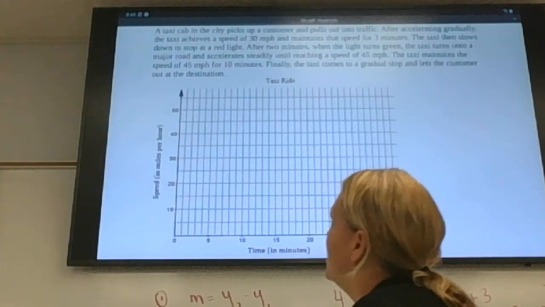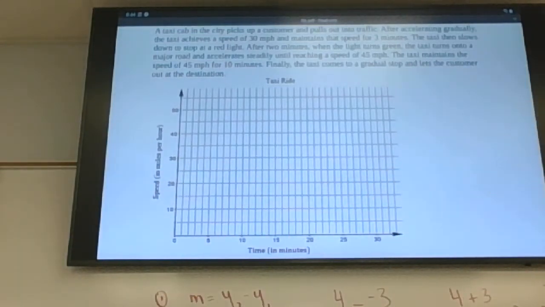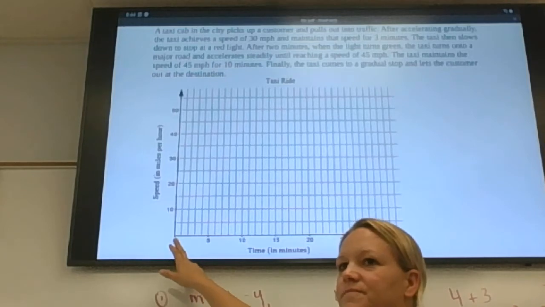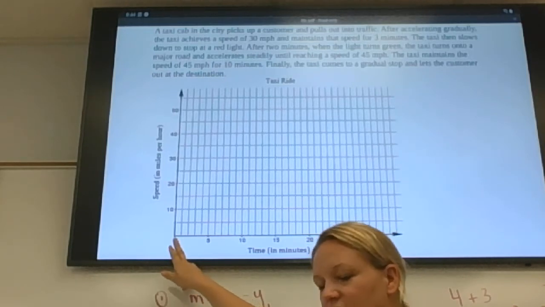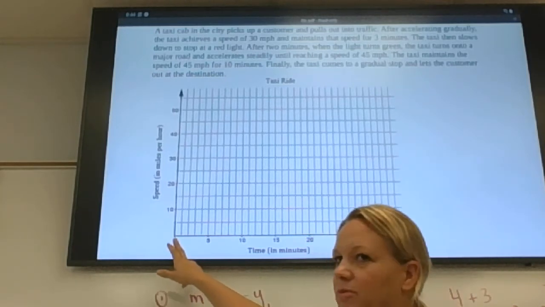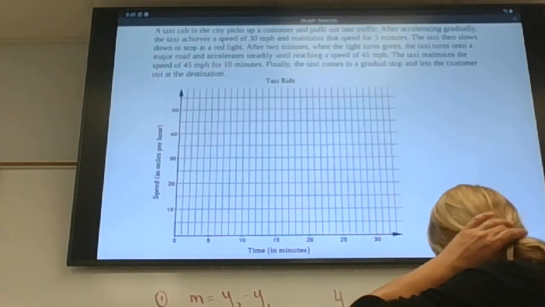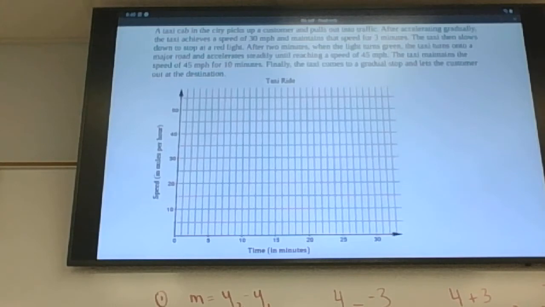So let's see. A taxi cab in the city picks up a customer and pulls out into traffic. So we're starting at 0 time and 0 speed, because the person getting in the car is stopped. We don't know how long it takes them to get to 30. It says they accelerate gradually.